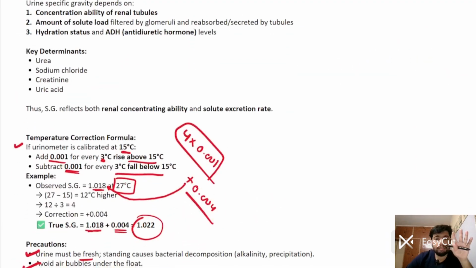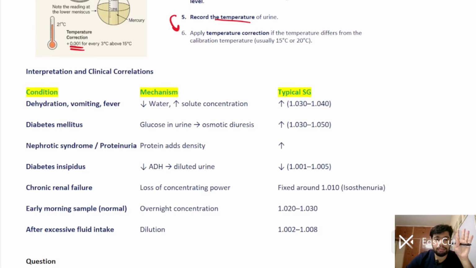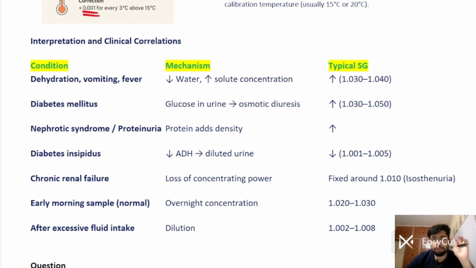Okay, so we have measured the specific gravity. I want to spend a few minutes on this table. In diarrhea, vomiting, dehydration, and fever also, your water content is reduced and solute concentration is increased. So your typical specific gravity will show a higher result.